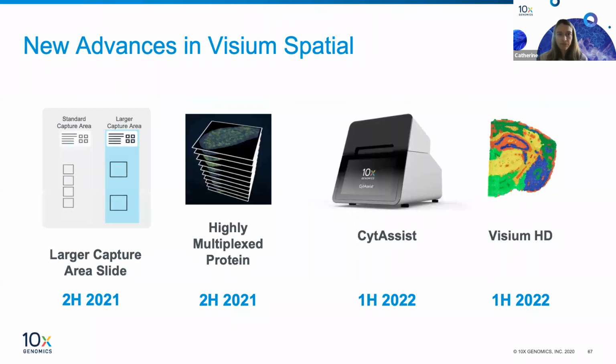From our spatial platforms, we've got various advances coming in our Visium solutions, such as larger capture areas and a way to multiplex with protein on our tissue sections. We've got a CytAssist instrument coming, which will help with placing your sections on the Visium slide. And we've got a new high resolution Visium solution coming out too. So if you're interested in any of these products, please get in touch, because of course, we'd love to chat to you about them.